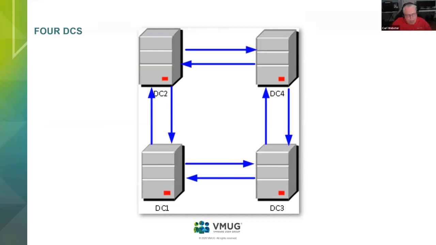So, since I'm a lab rat and spent a lot of time in my lab, I actually built from 2 through 7 domain controllers, and then recorded how the replication topology was built. So you can see here, 1 and 2 talk to each other, 2 and 4 talk to each other, 4 and 3 talk to each other, and 3 and 1 talk to each other. What you don't see: 2 and 3 don't talk, and 1 and 4 don't talk directly.